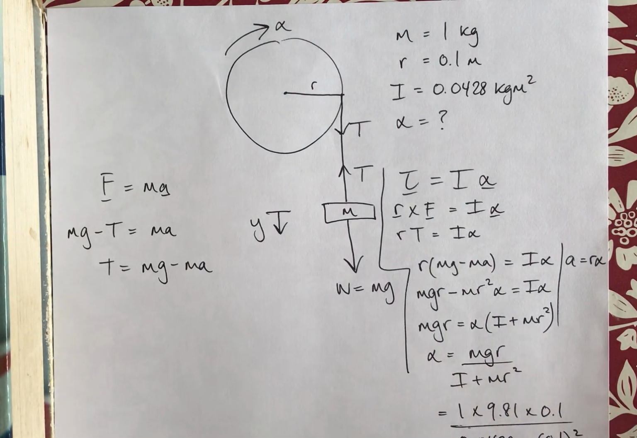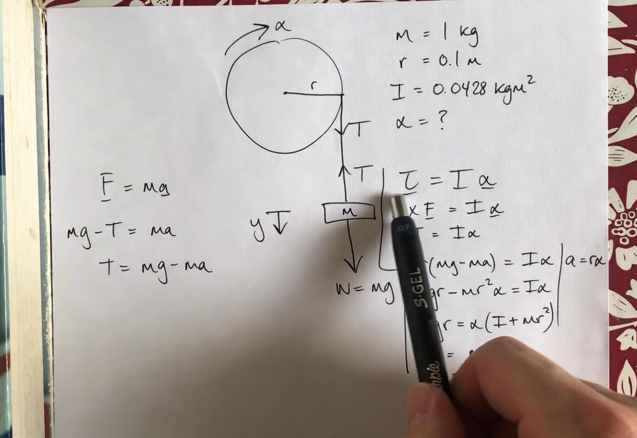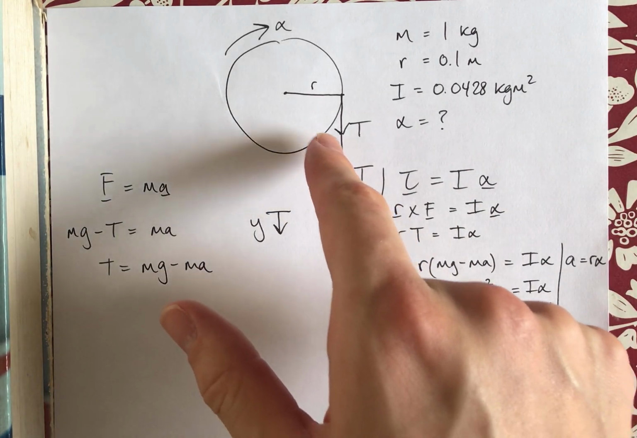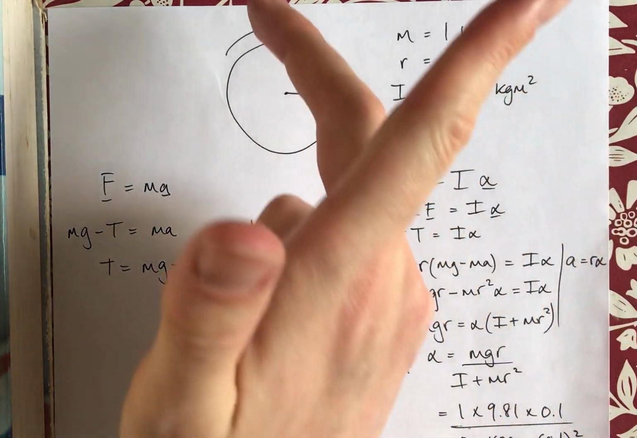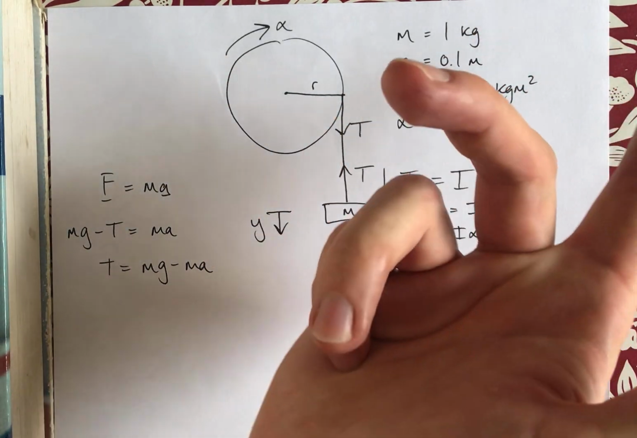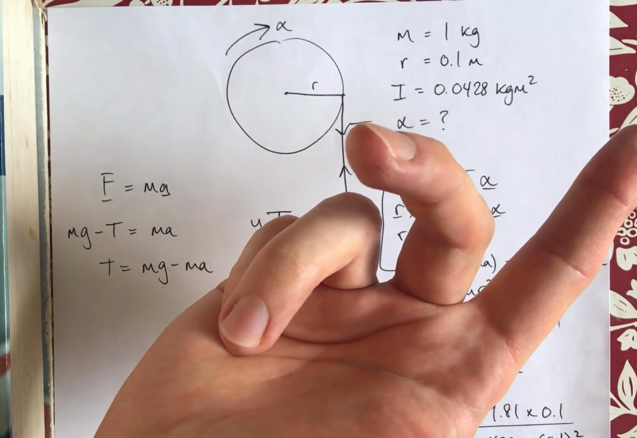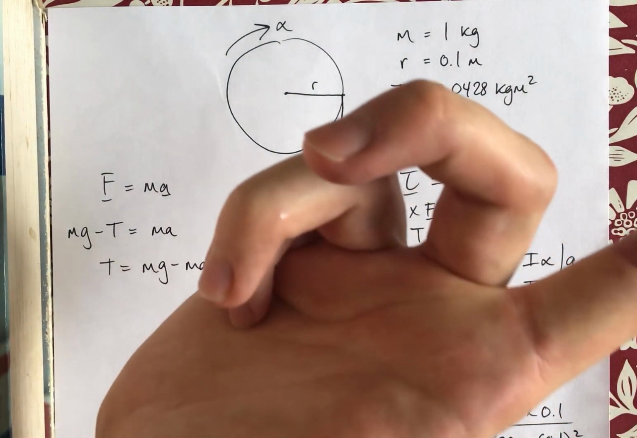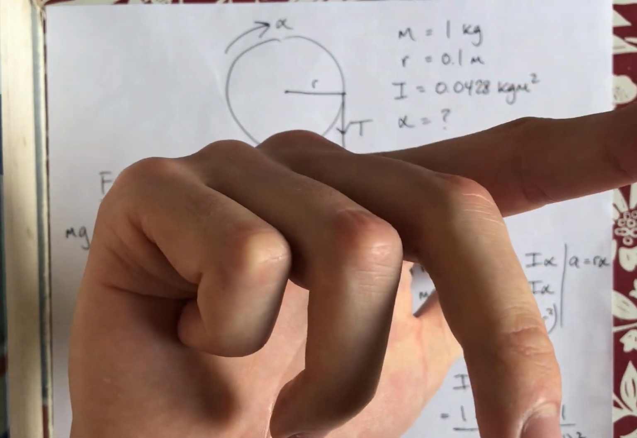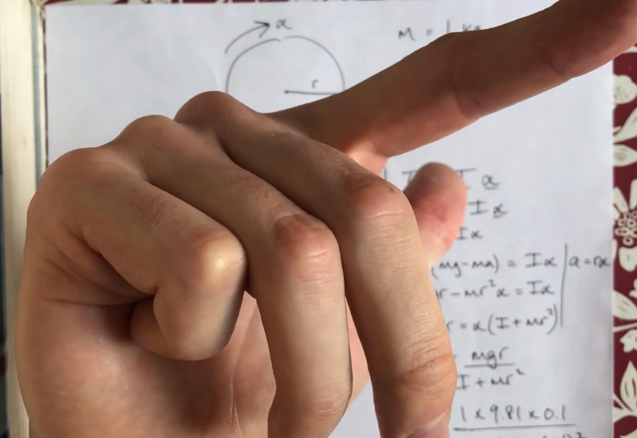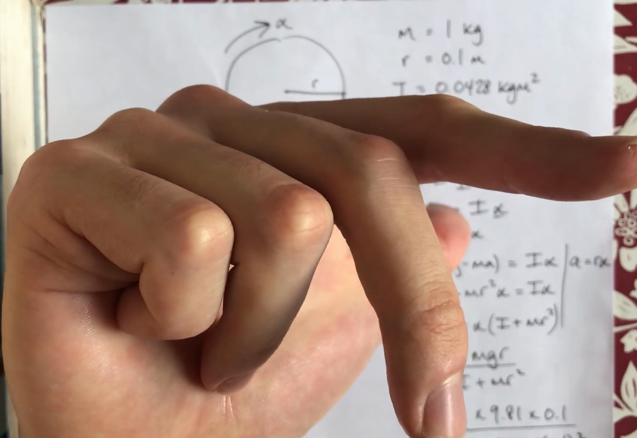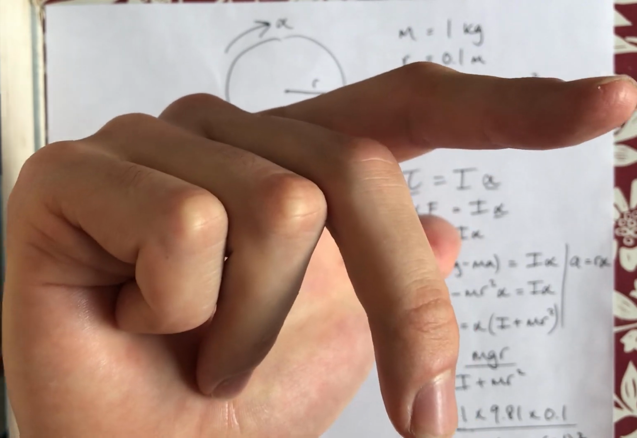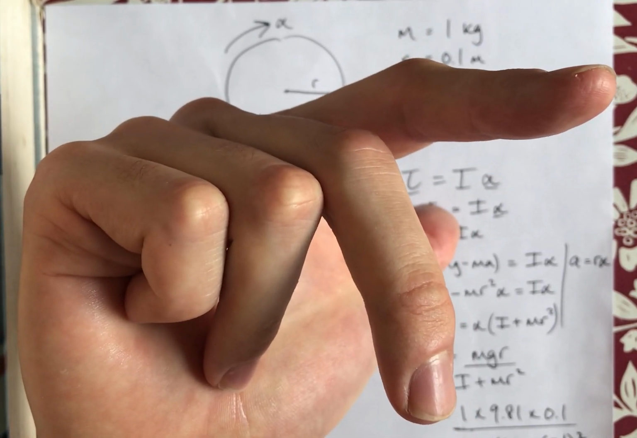Okay, now we're going to consider R cross F vectors. So the R, using this right-hand rule, is going to be acting sort of this way. And then the T is going to be acting downward. So this is R, this is T. And so we can see that the torque does indeed go into the page.